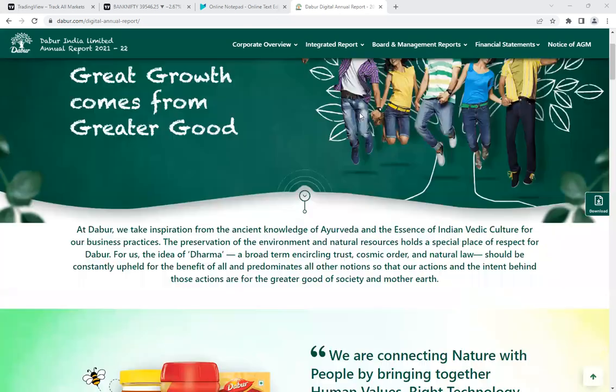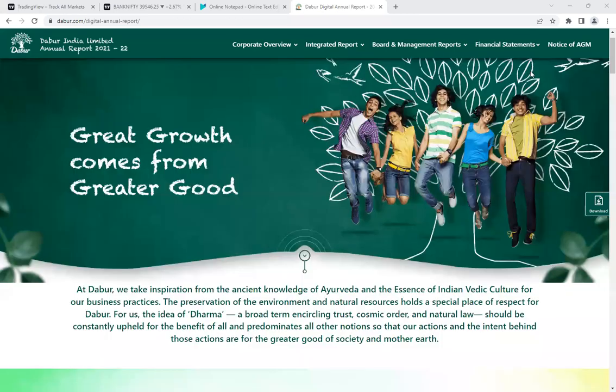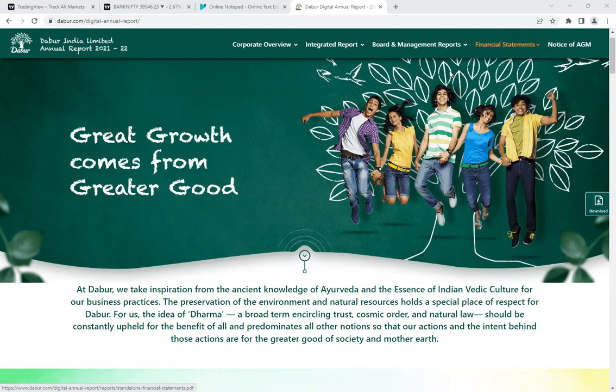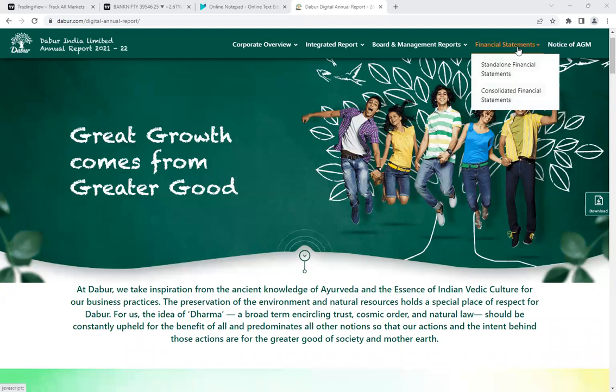So here, since we are focusing on the financial statements, let me go to financial statements here in the tab. You can see there are two types of financial statements. One is the standalone financial statement, and another one is the consolidated financial statement. Basically, a standalone financial statement is for only Dabur Limited. That means Dabur has its own business, its own products, it is doing its own business, right? So only Dabur's performance or only the Dabur statement, you can get from the standalone.